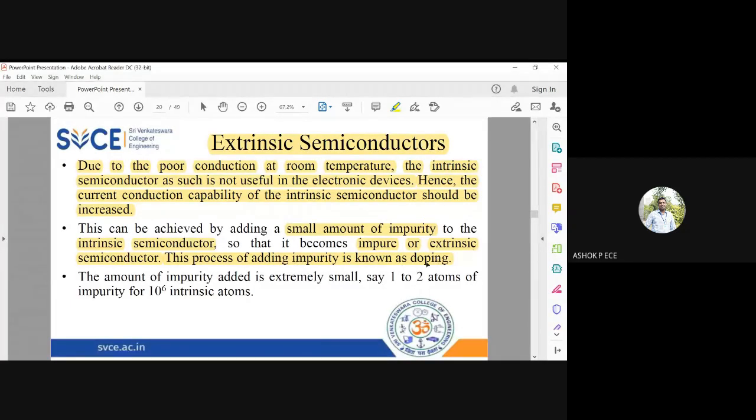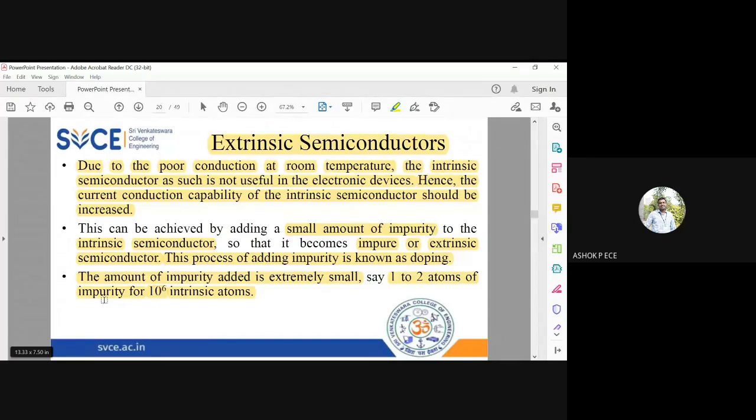So how much doping I am going to do: the amount of impurity to be added is extremely small. You should not add too much impurity, which will disturb the element. I cannot add so much impurity to my semiconductor. The amount of impurity I am adding is extremely small. I am going to add only 1 to 2 atoms for 10 power 6 intrinsic atoms. So if you have 10 power 6 intrinsic silicon or germanium atoms, I am going to add 1 to 2 atoms of the impurity. If you add more impurity, then the element will not work at all.